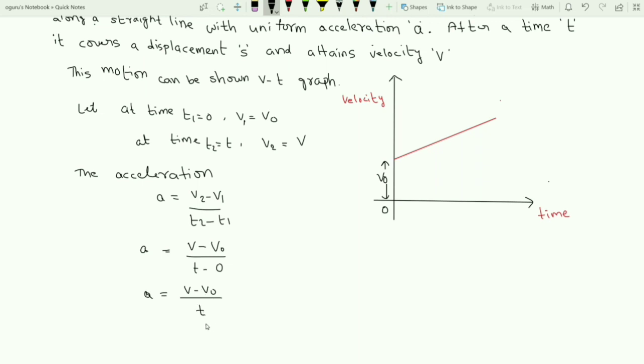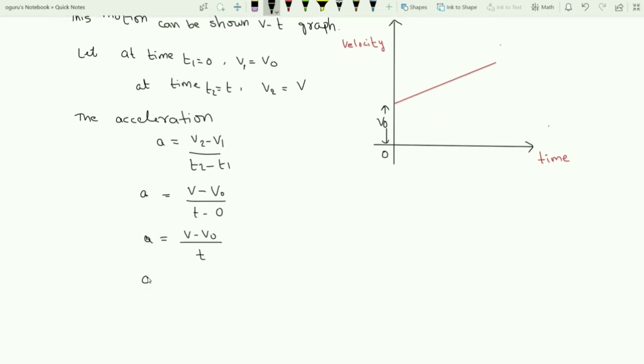Then let us cross multiply it. We will get at equals v minus v0. Now take this minus v0 to the other side, and we get the final equation v equals v0 plus at. So this is the first kinematic equation, v equals v0 plus at.